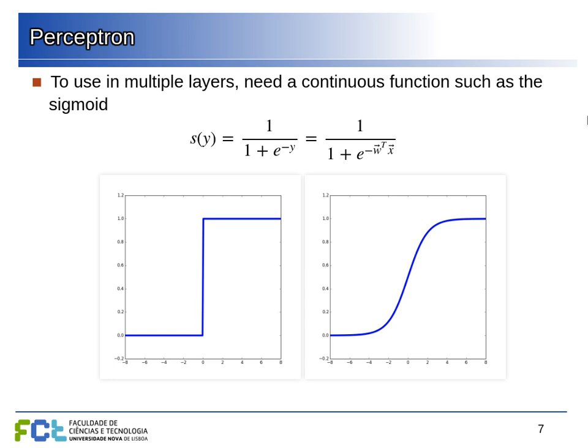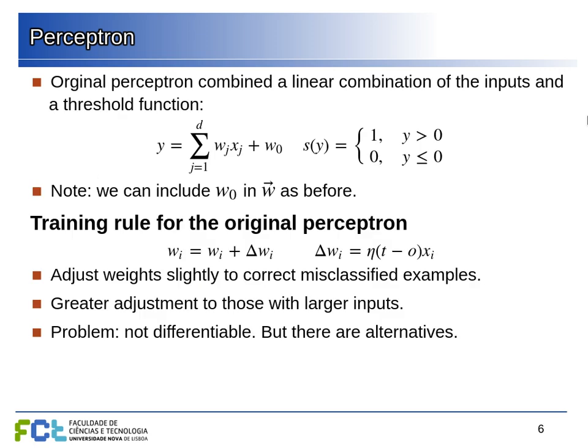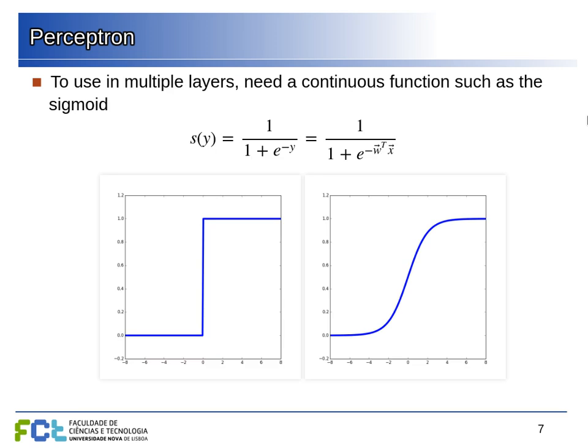Now, we receive as input this net input here, so this sum of the weight multiplied by the input. But then we put that in the logistic function, and we get this smooth curve here, which is continuous, and the derivative is continuous too. So we can use those gradient descent methods.